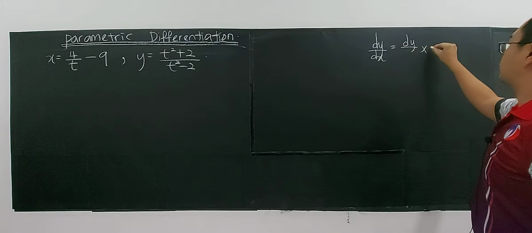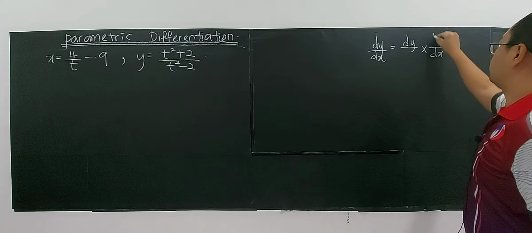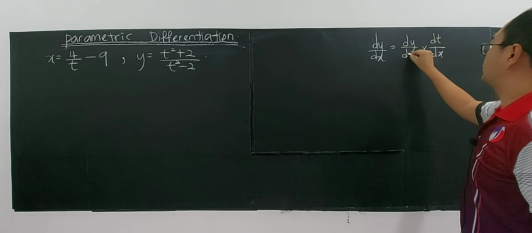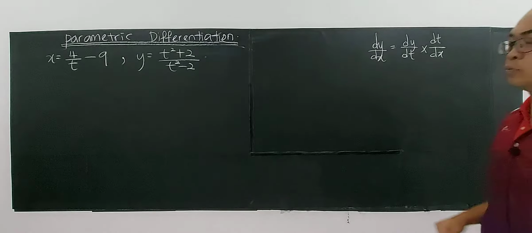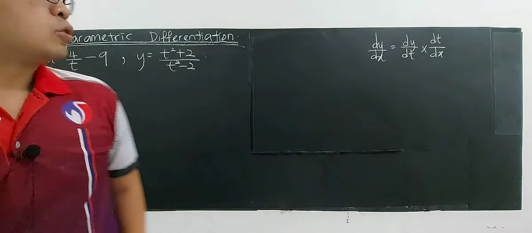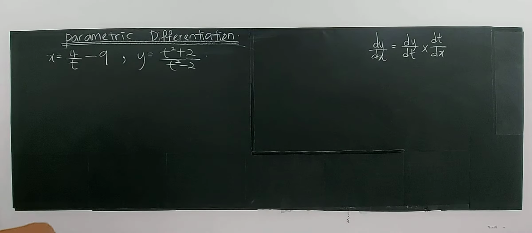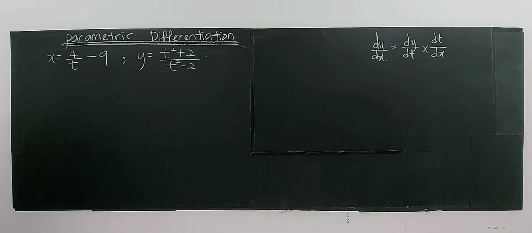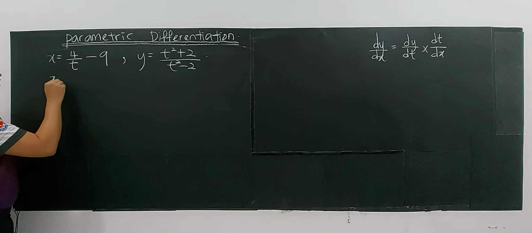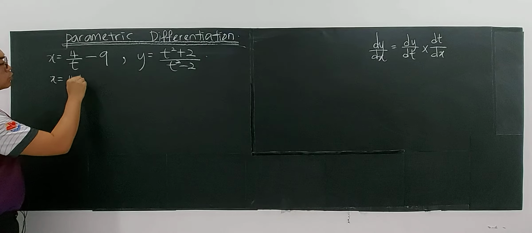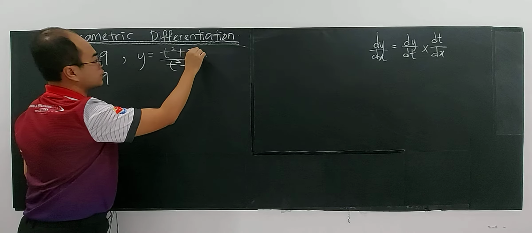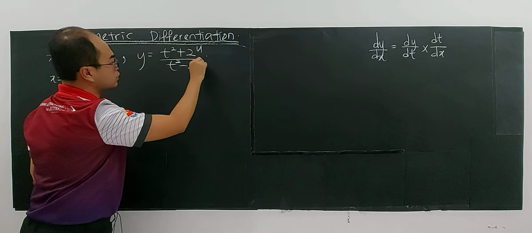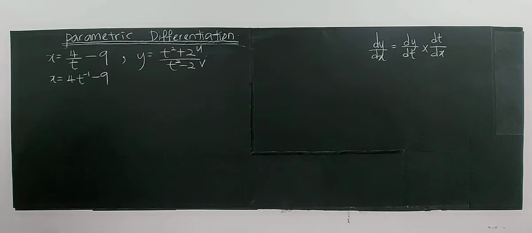dy/dx is found by differentiating y with respect to t and x with respect to t, as t is your parameter in this case. For now, I'm going to find my dx/dt. I know x is 4t to the power of -1 minus 9. This one I will apply the quotient rule, as I see a quotient here.